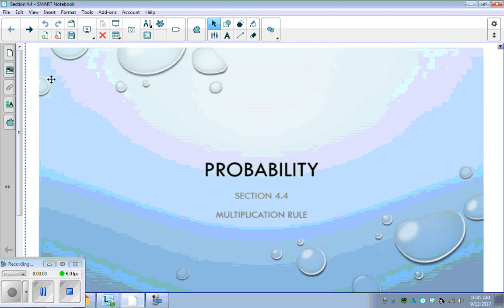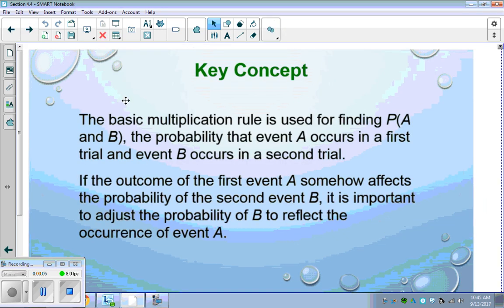Okay, so we're covering 4-4 today in probability. The key concepts here are going to be the basic multiplication rule. The basic multiplication rule is used when we have an AND situation going on. The last time we met was an OR, and with OR we do addition. AND is multiplication. So whenever you see that word OR, you're going to add. Whenever you see that word AND, you're going to be doing multiplication.